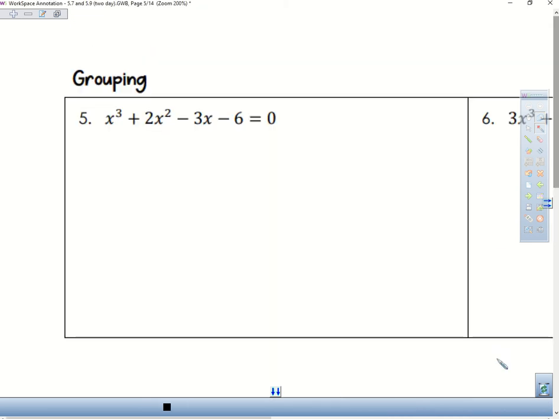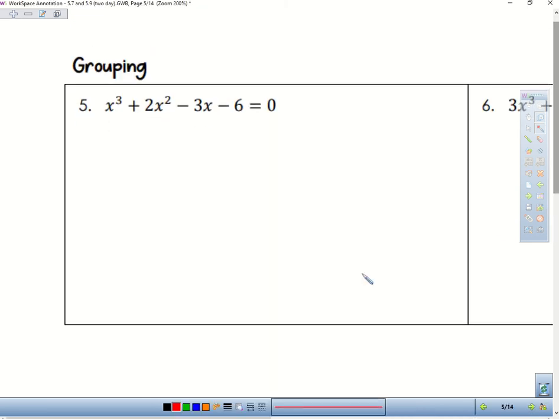Okay. So now we're going to talk about grouping. We've done grouping in the past. It's not a new thing. So let's explain a little bit about when you would use grouping. You know to use grouping when you have a cubic polynomial that is in descending degree order that doesn't skip any terms. You see how this one has the cubic term, the squared term, the x term, and the constant? That's when you know grouping is going to be the one that you want.